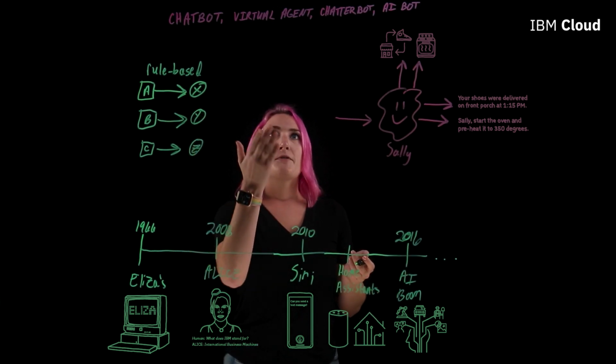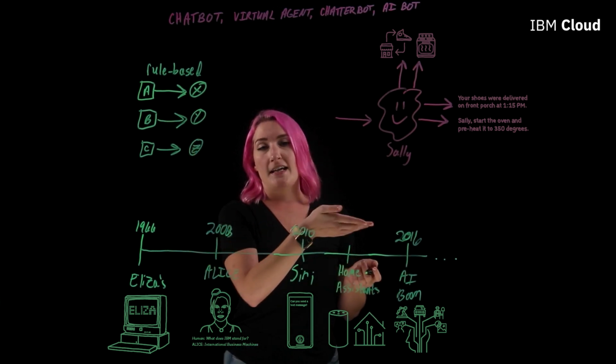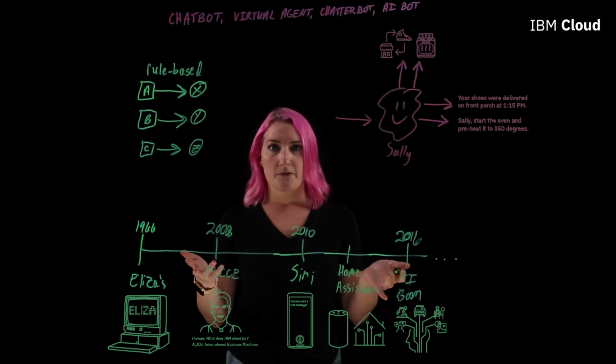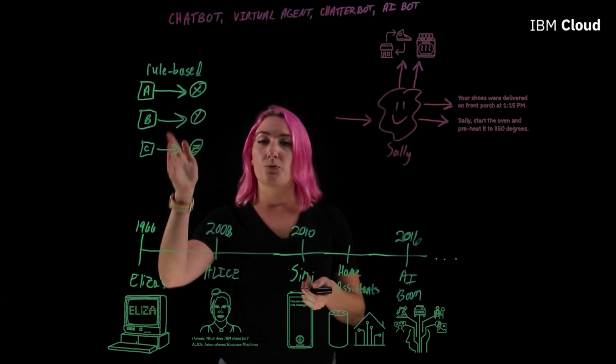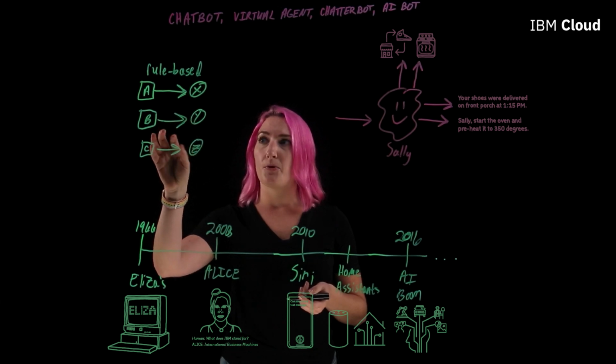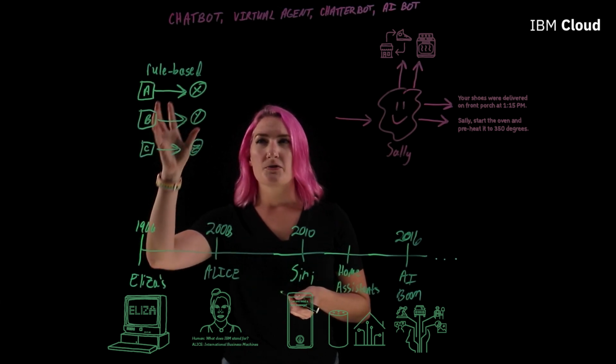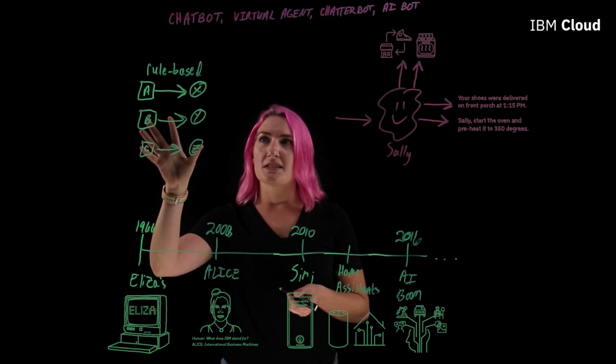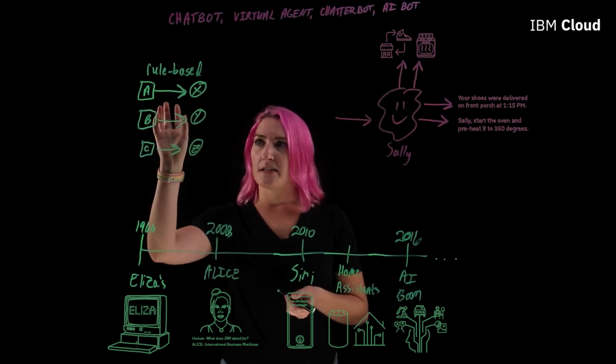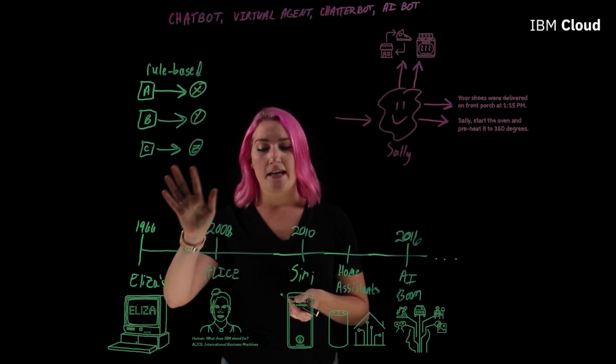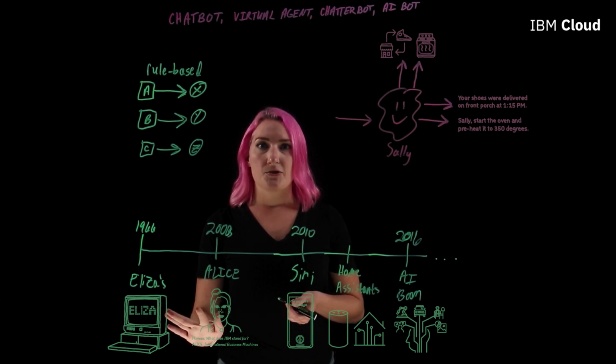We've got chatbots, virtual agents, chatterbots, and AI bots. What's the difference? We started with a rule-based chatbot, which is very simple, looking for specific keywords or specific patterns, but it's not really doing very much. It's just taking some input and giving us something out. And this is what Eliza and Alice are doing.